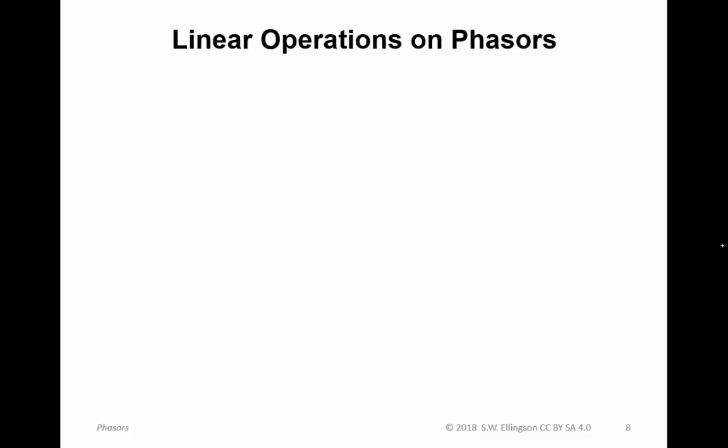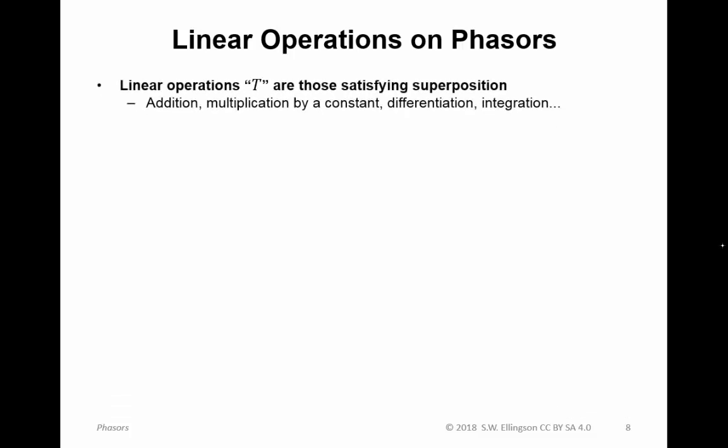Here's another piece of the answer to the question why phasors are so useful. And that's because we can do some interesting things as long as we stick to linear operations. So first, what do I mean by linear operation? A linear operator, and I'll use the symbol T to refer to these generically, the whole class of things we might call linear operators, are those that satisfy superposition.